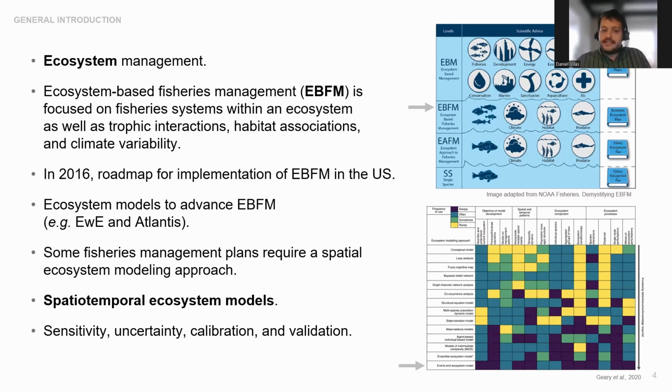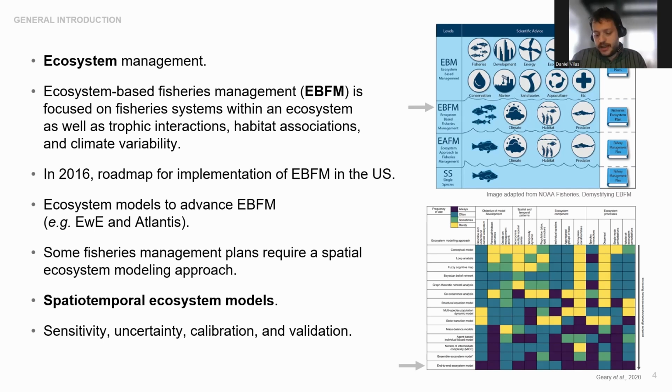That is the one that we will focus on in this talk today. It focuses on the fishery system within an ecosystem, as well as trophic interactions, habitat associations, and climate variability. In 2017, NOAA released a roadmap for the implementation of EBFM in the US, and ecosystem models have been used to advance EBFM. For example, we have Ecopath with Ecosim, which maybe sounds familiar to most of you, and also the Atlantis model.